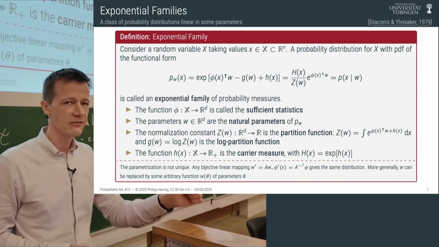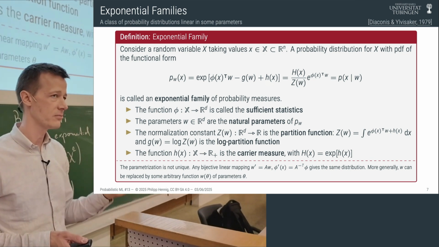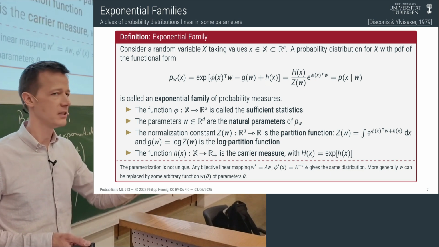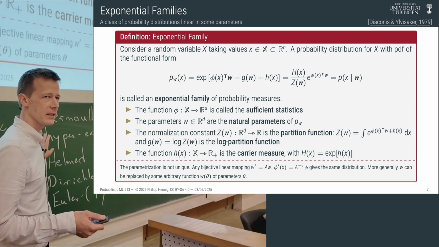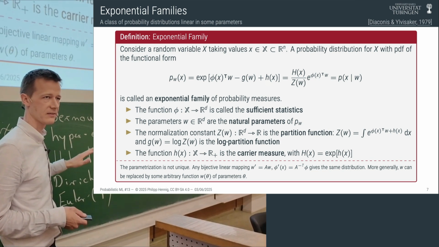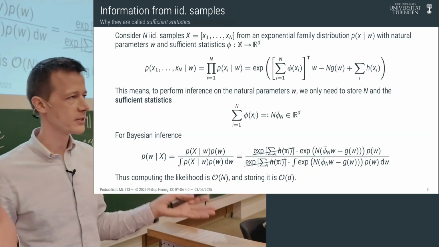If you give me g, if you tell me how to compute one integral in closed form efficiently on a computer, then that integral engenders all this other functionality, typically through automatic differentiation. That's going to be the entire game. So let's see why. First of all, why are these things called sufficient statistics?